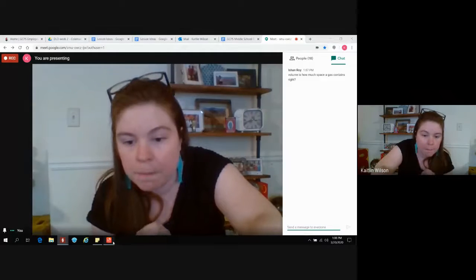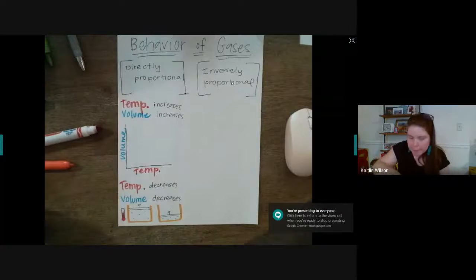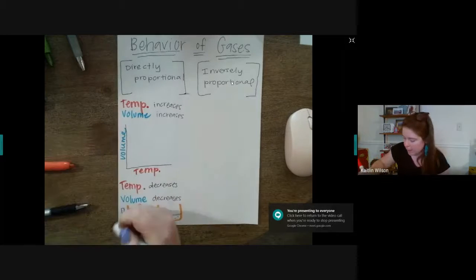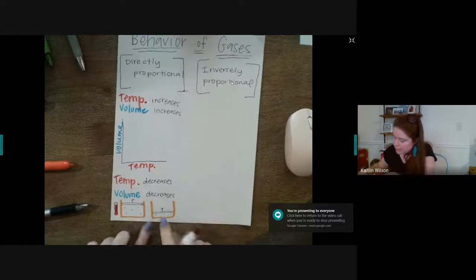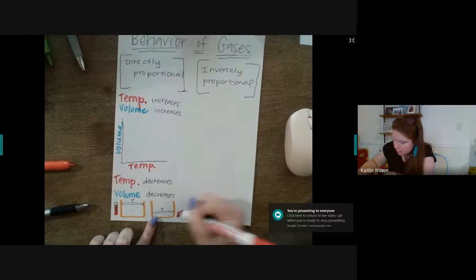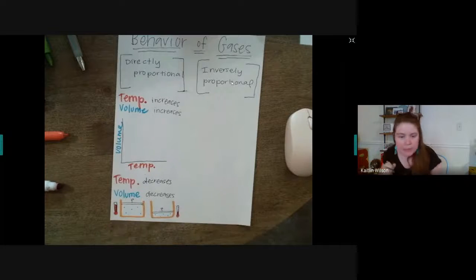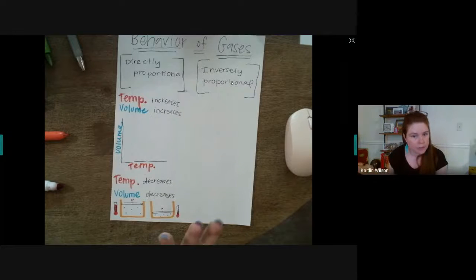All right, back to this. So I'm going to have an increase in volume. I'm also going to have an increase in temperature. I'm going to have a higher amount of temperature in my little thermometer. If I have a decrease in volume, I'm going to have a decrease in the amount of temperature in my little thermometer. And of course, these are not perfect, but they're just supposed to be visual representations to make it easier to remember directly proportional versus inversely.